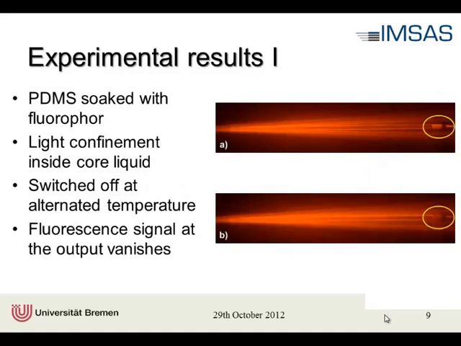The results we obtained look like that. Here we see fluorescent images. For this reason, our PDMS devices were soaked with the fluorophore, in this case rhodamine. And in the upper figure, we see the situation at room temperature. Here we see that most of the light, or the biggest part of the light, is confined within the waveguide and excites a more or less huge fluorescent signal at the output, which can be seen here. If we now change the temperature, light guidance is switched off, and there is no fluorescent signal visible anymore at the output.